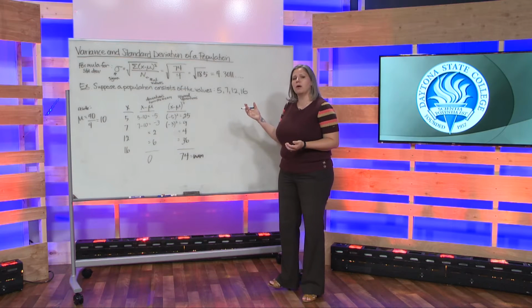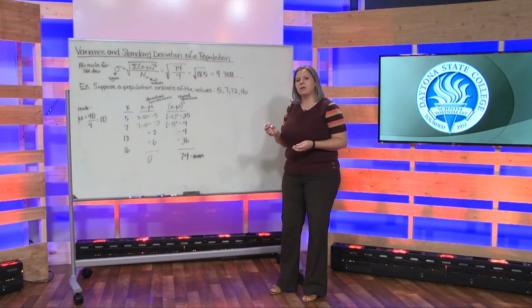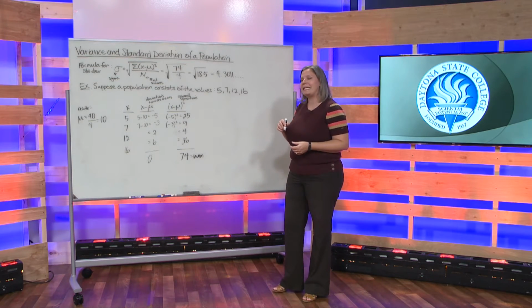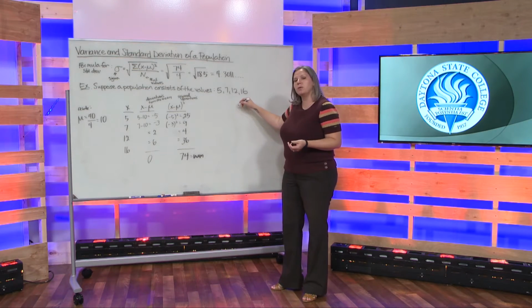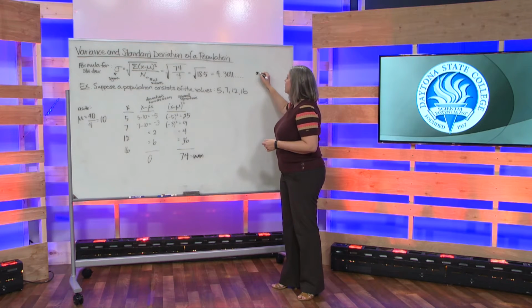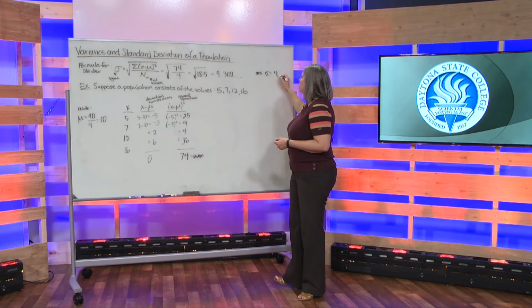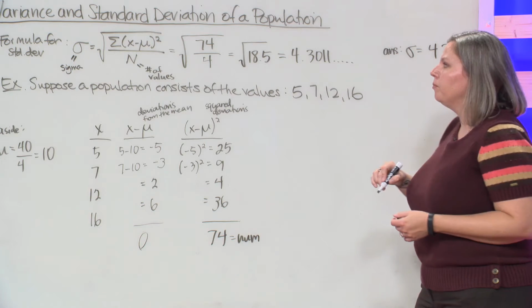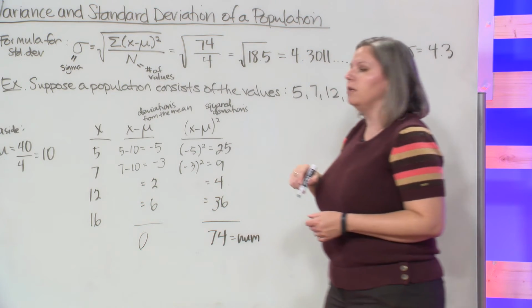So we have to look at what our rounding rules would tell us to do. In this case, our rounding rules say use 1 more decimal place than what your original data contained. My original data was all whole numbers, so 1 more decimal than that would be just 1 decimal place. So my answer in this case for the standard deviation would be sigma is equal to 4.3. But that only gives us half of this, right? That gives us the standard deviation.